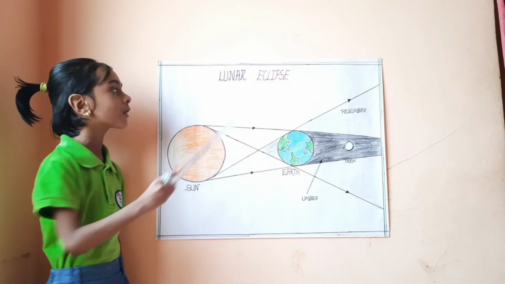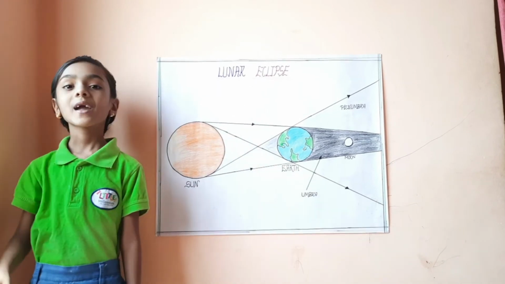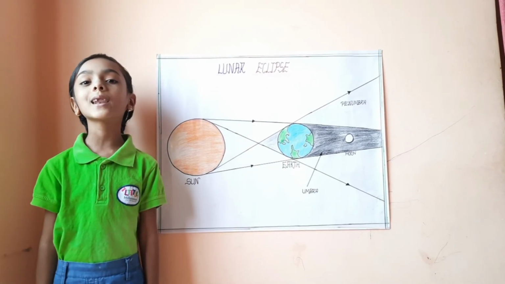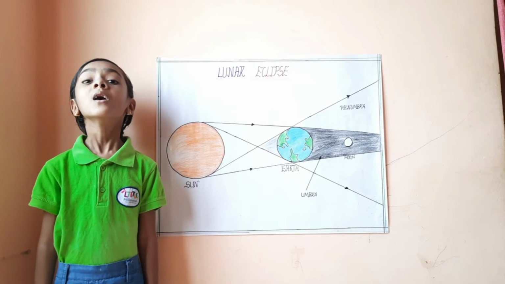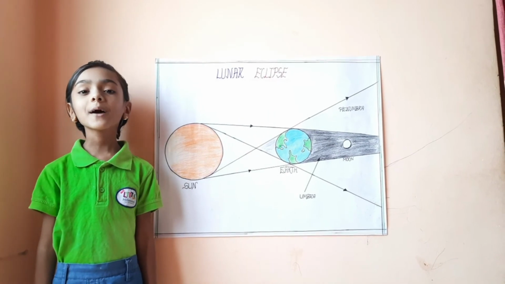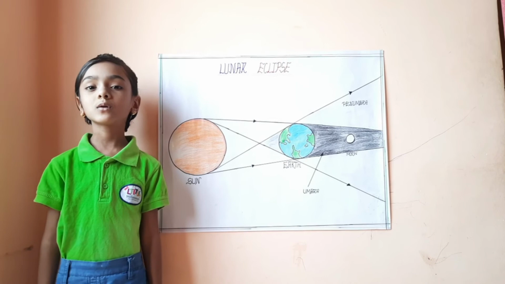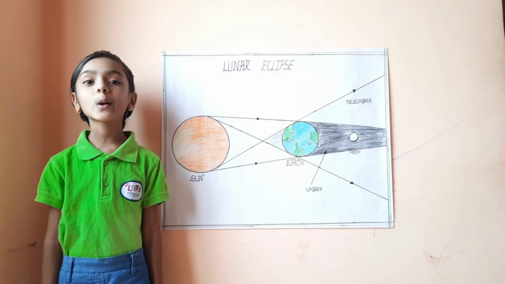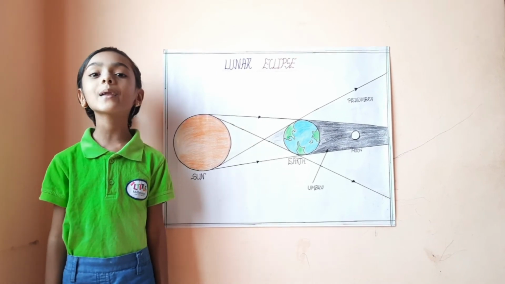Today I am here to explain lunar eclipse. What is an eclipse? An eclipse occurs when a celestial object comes between two others. There are two types of eclipse. First is solar eclipse and second is lunar eclipse.